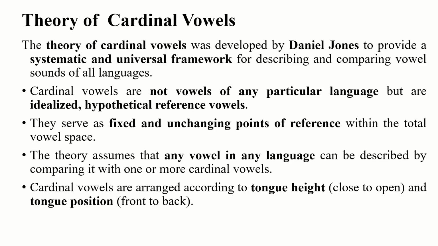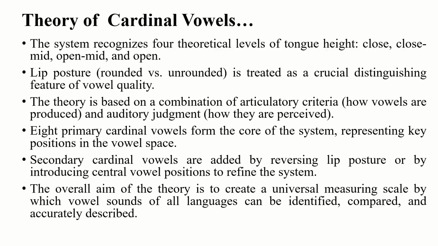They serve as fixed and unchanging points of reference within the total vowel space. And the theory assumes that any vowel in a language can be described by comparing it with one or more cardinal vowels. And cardinal vowels are arranged according to tongue height, that is close to open, and according to tongue position, that is front to back. In the same way, the system recognizes three theoretical levels of tongue height: close, mid, and open. I already discussed. And lip posture, rounded versus unrounded, is treated as a crucial distinguishing feature of vowel quality.